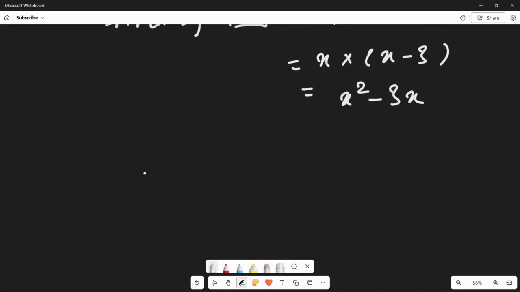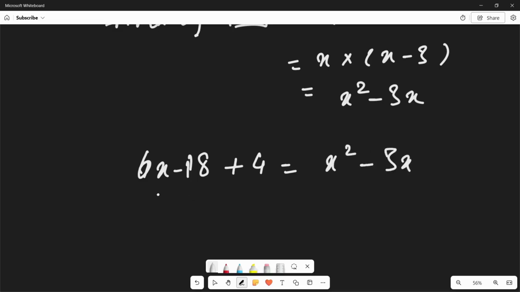Writing out this condition, this becomes 6x minus 18 plus 4 is equal to x square minus 3x. That is, the area of the triangular park plus 4 will be equal to the area of the rectangular park.